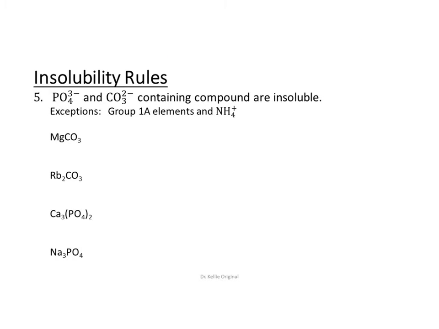First, compounds containing phosphate or carbonates are insoluble. The exceptions to this rule are simply our first rule, right? Anything that contains a group 1A element or ammonium is soluble. So really this isn't something we need to memorize. You just need to remember that our first rule has no exceptions. So we see magnesium carbonate. Anything that contains carbonates is insoluble.